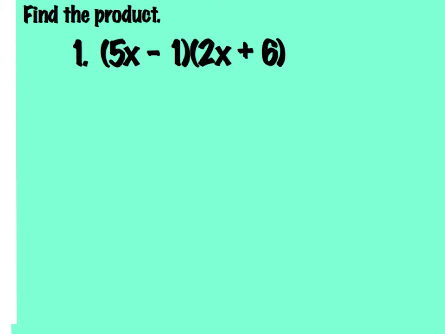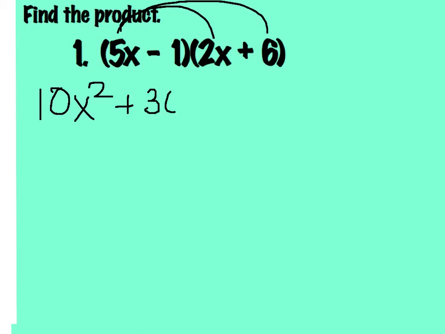All right, here's our next example. So again, I've got a binomial times a binomial, and I need to find the product. So I'm going to use the FOIL method. So I'm going to multiply the two first terms. So 5x times 2x is 10x squared. Then I'm going to multiply the outside terms. 5x times 6 is 30x. Then I'm going to multiply the inside terms.